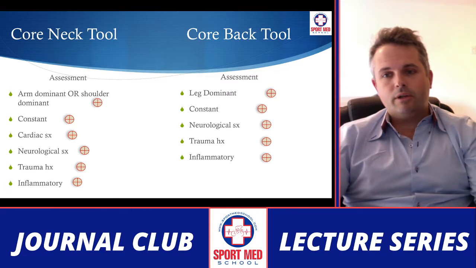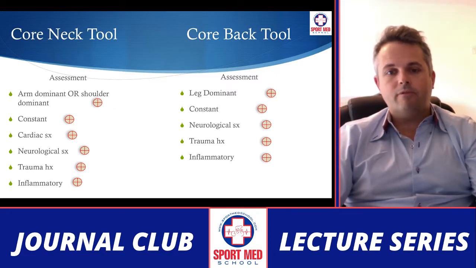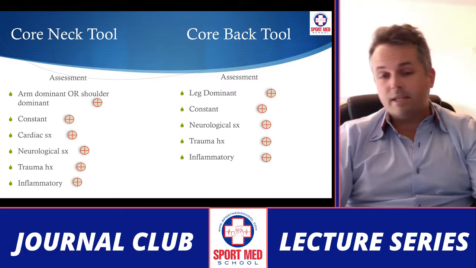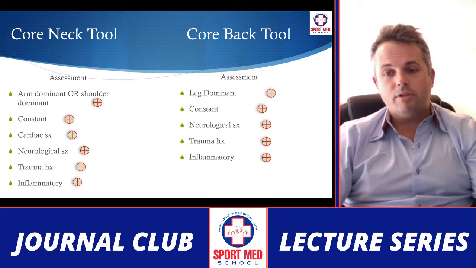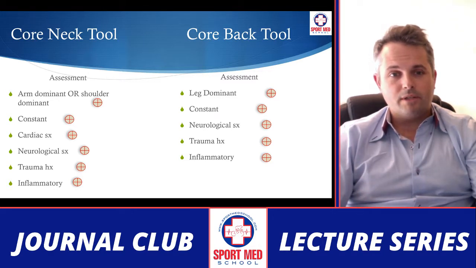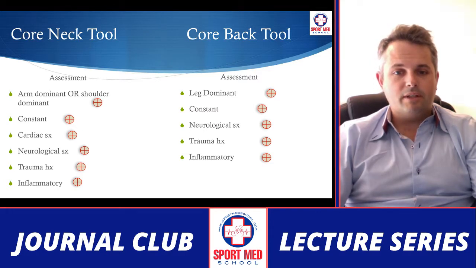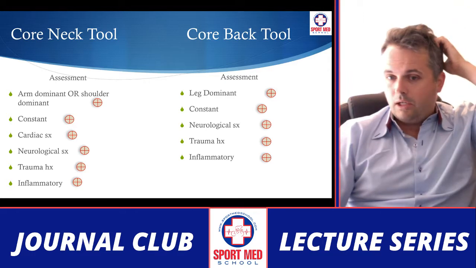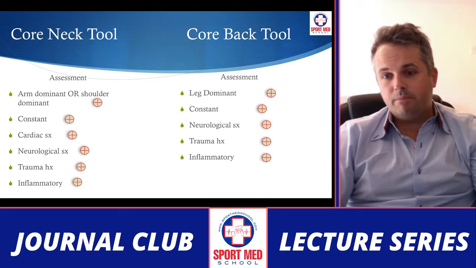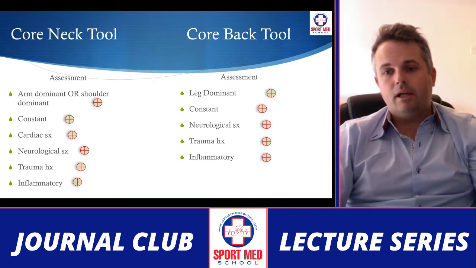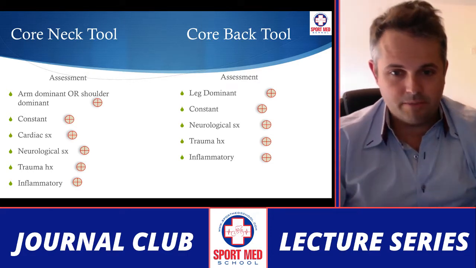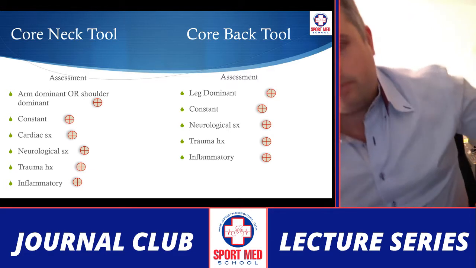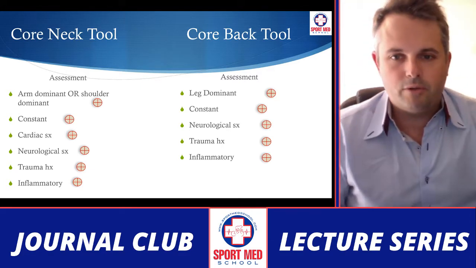So when we take a look at either the core neck or back from an assessment perspective, when these pop up on the history, these are things that would warrant further investigation or at the very least a referral to see somebody for further assessment. So we're talking about limb dominant pain that's constant, any kind of extra musculoskeletal symptoms, so cardiac or neurological symptoms, a history of trauma, and inflammatory again.